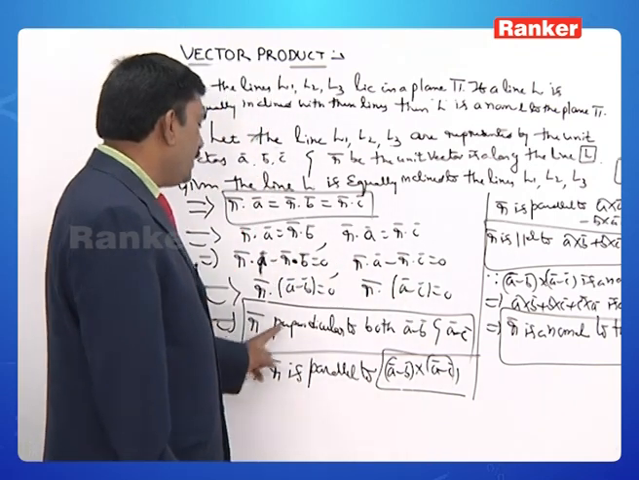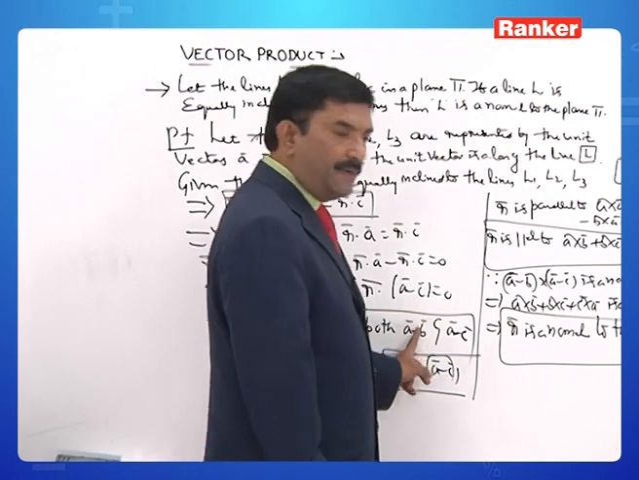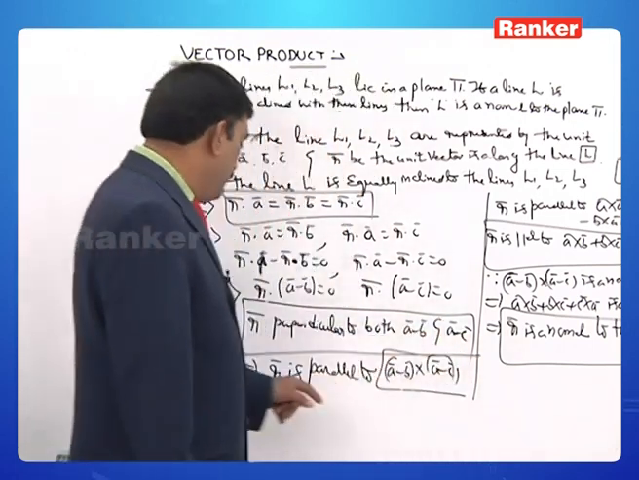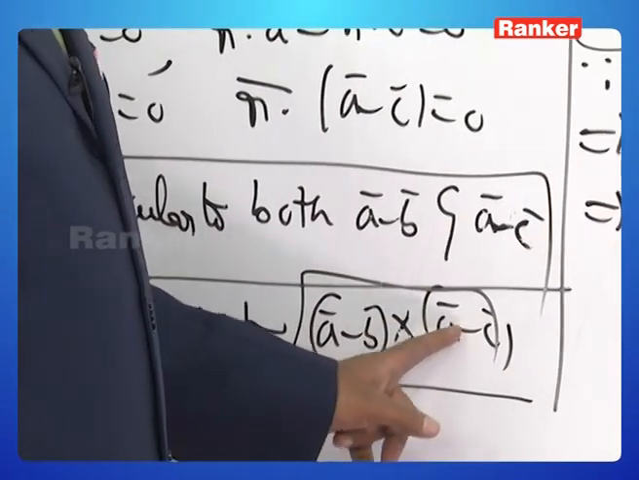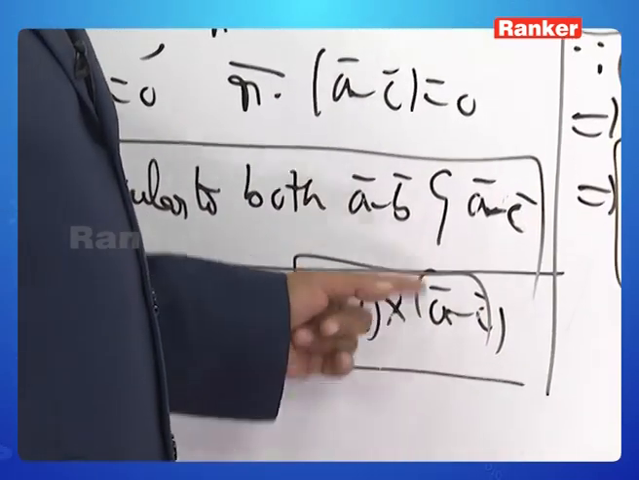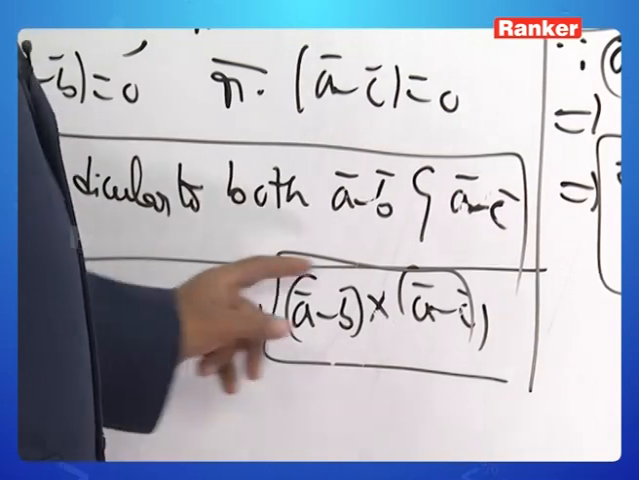It means that R bar is perpendicular to both A bar minus B bar and A bar minus C bar, and R bar is parallel to what? A bar minus B bar cross A bar minus C bar. Why? This is a vector perpendicular to these two. Therefore, R bar is parallel to this.